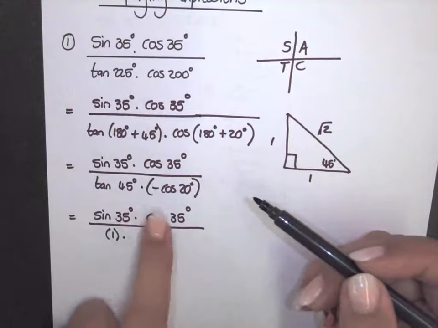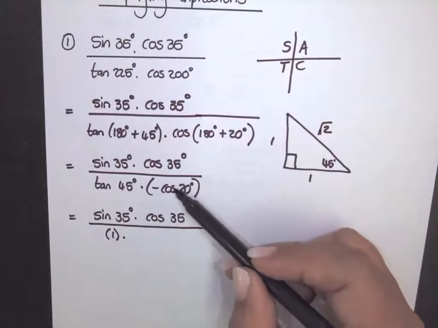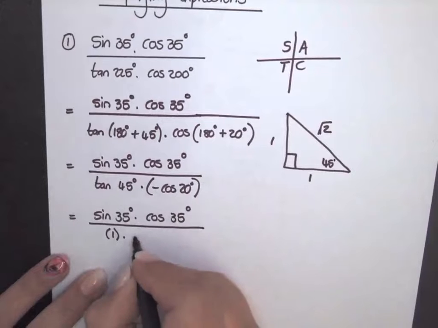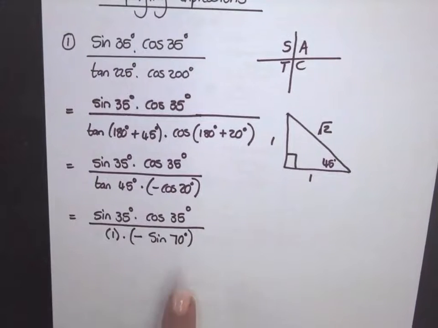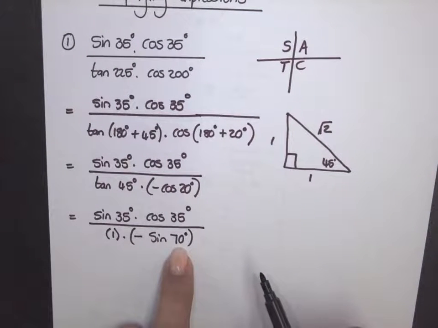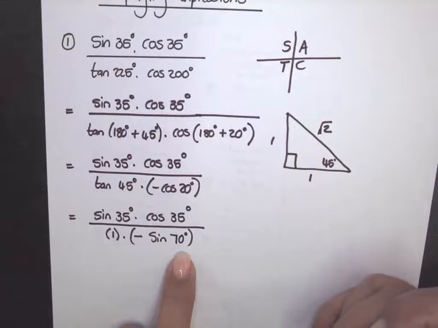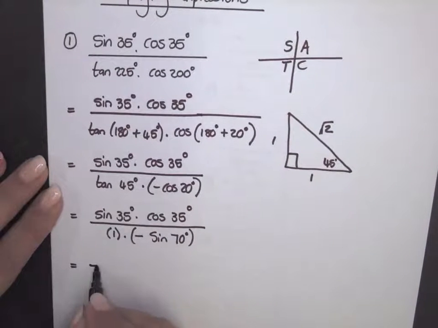If you look at the degrees that I already have, 35, 35, what can I do with minus cos 20 to sort of ease in with the 35s? What about cofunctions? Yeah, it changes to minus sine 70. And with 70, can you do something with the 35s? Yes, I can change the 70 to a double angle. This minus multiplied by 1 gives me a minus in front.